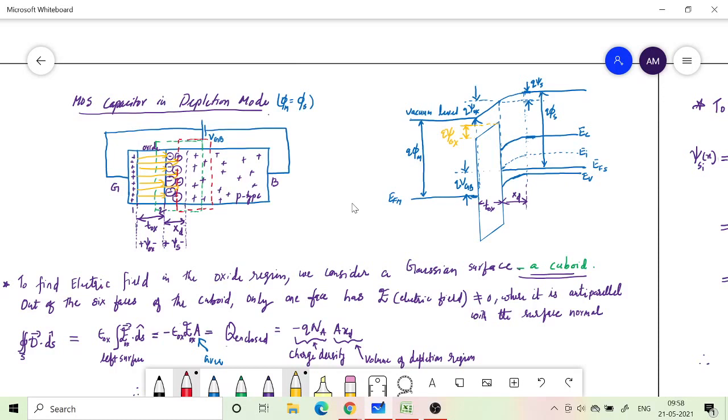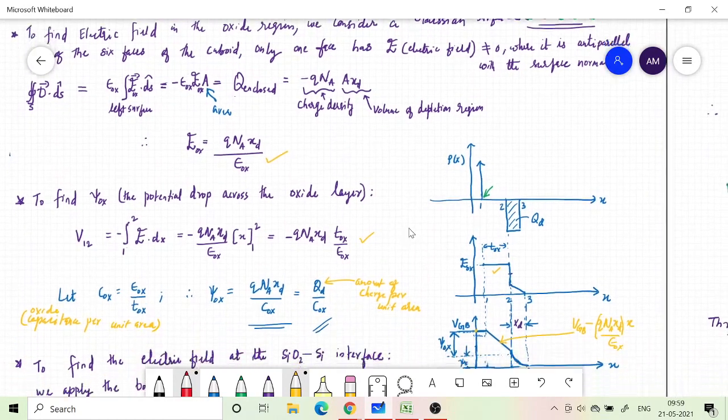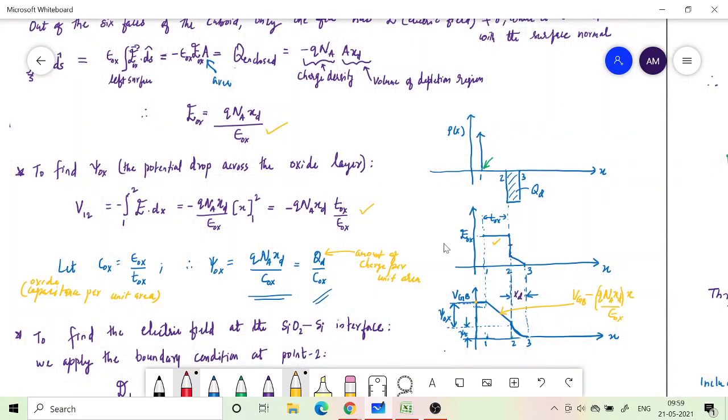From x equal to 0 to x equal to T ox, there is a linear change of energy, an increase of energy, which corresponds to the decrease of potential. That is what is shown. So this difference in energy is what we have found out. So we have got the electric field and voltage drop in the oxide region.